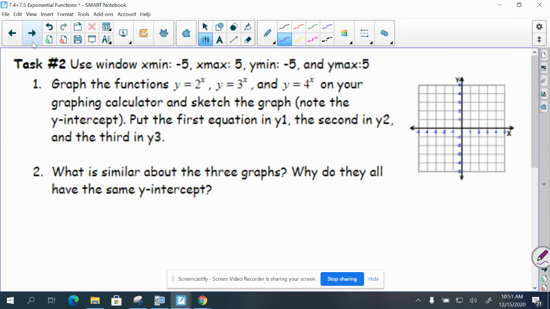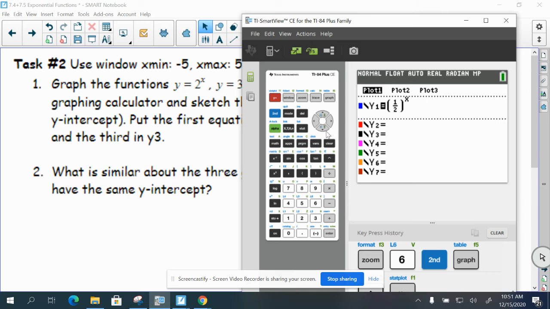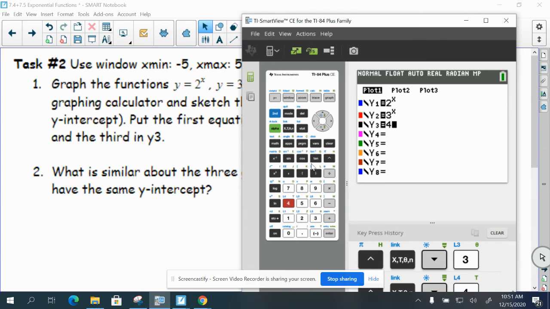All right, let's do a couple other examples. So let's look at different kinds of exponential growth functions, 2 to the x, 3 to the x, and 4 to the x. And then we're going to compare them, see what's similar, and look at their y-intercepts. So go back to your calculator, go to your y equals, clear that. You're going to type in 2 to the x, and then 3 to the x, and then 4 to the x.